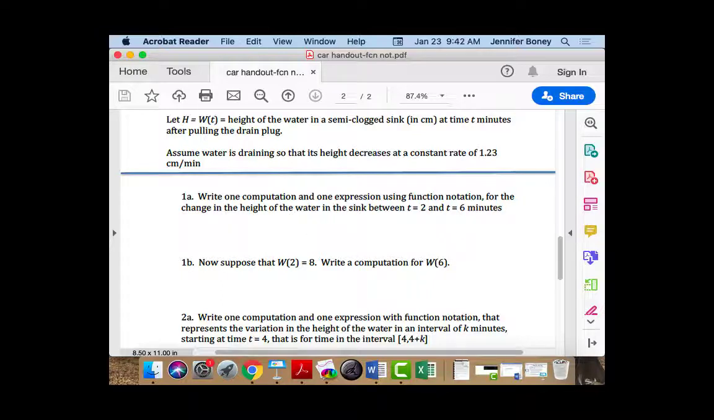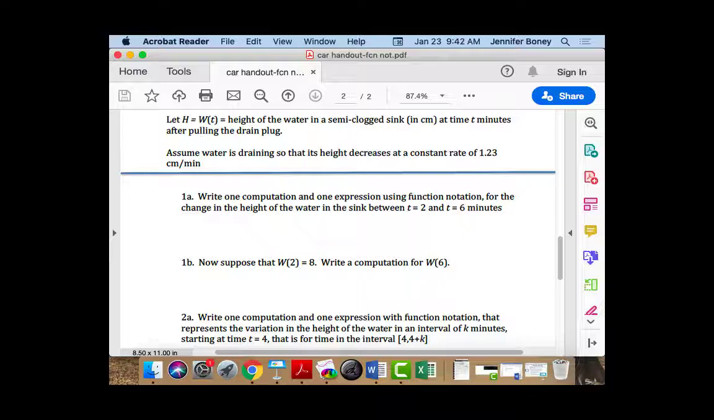All right, so for this question 1A, what computation could you do that would tell the change in the height of the water between time 2 and 6 minutes? Let's see, the change in the height of the water is asking for a value of, in general, dy. The change in the height is the output.